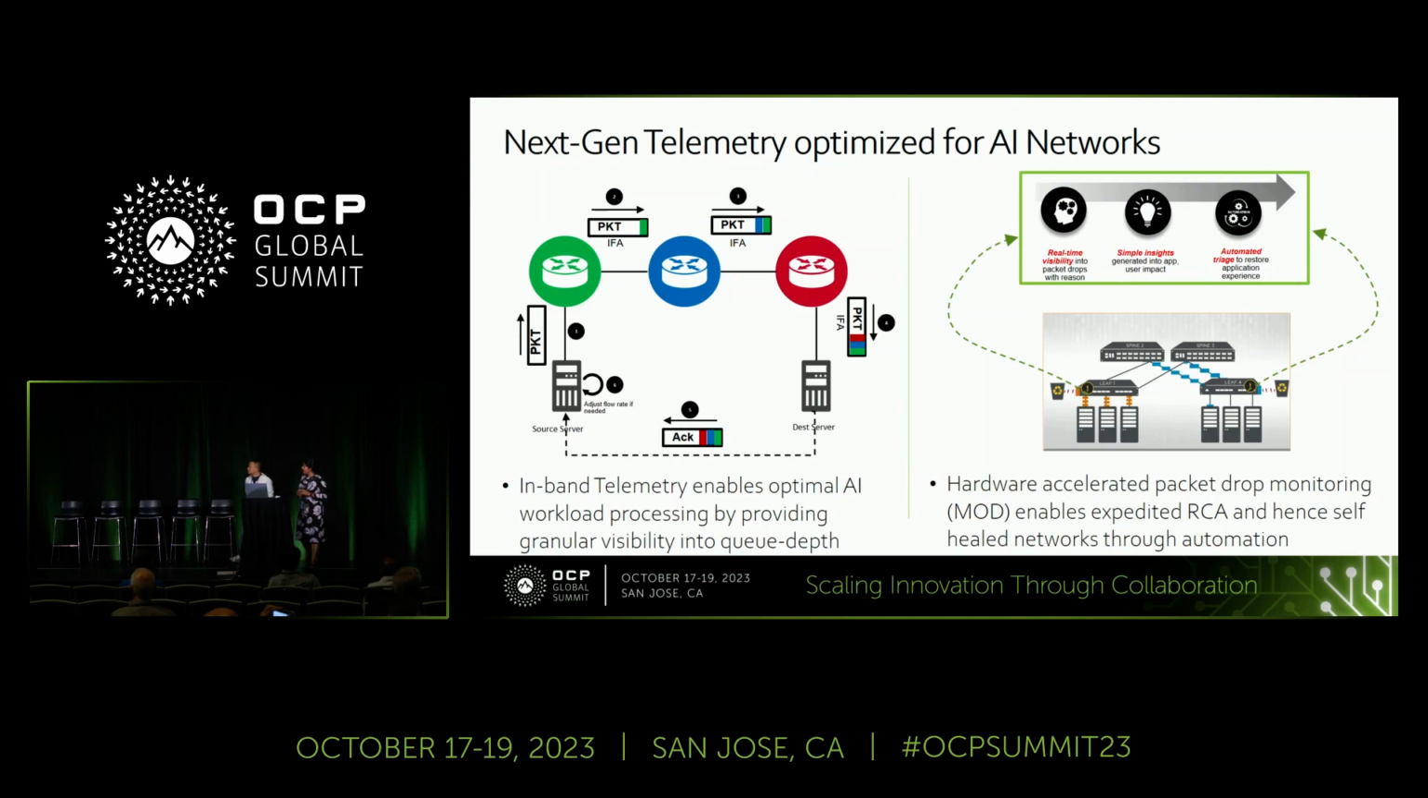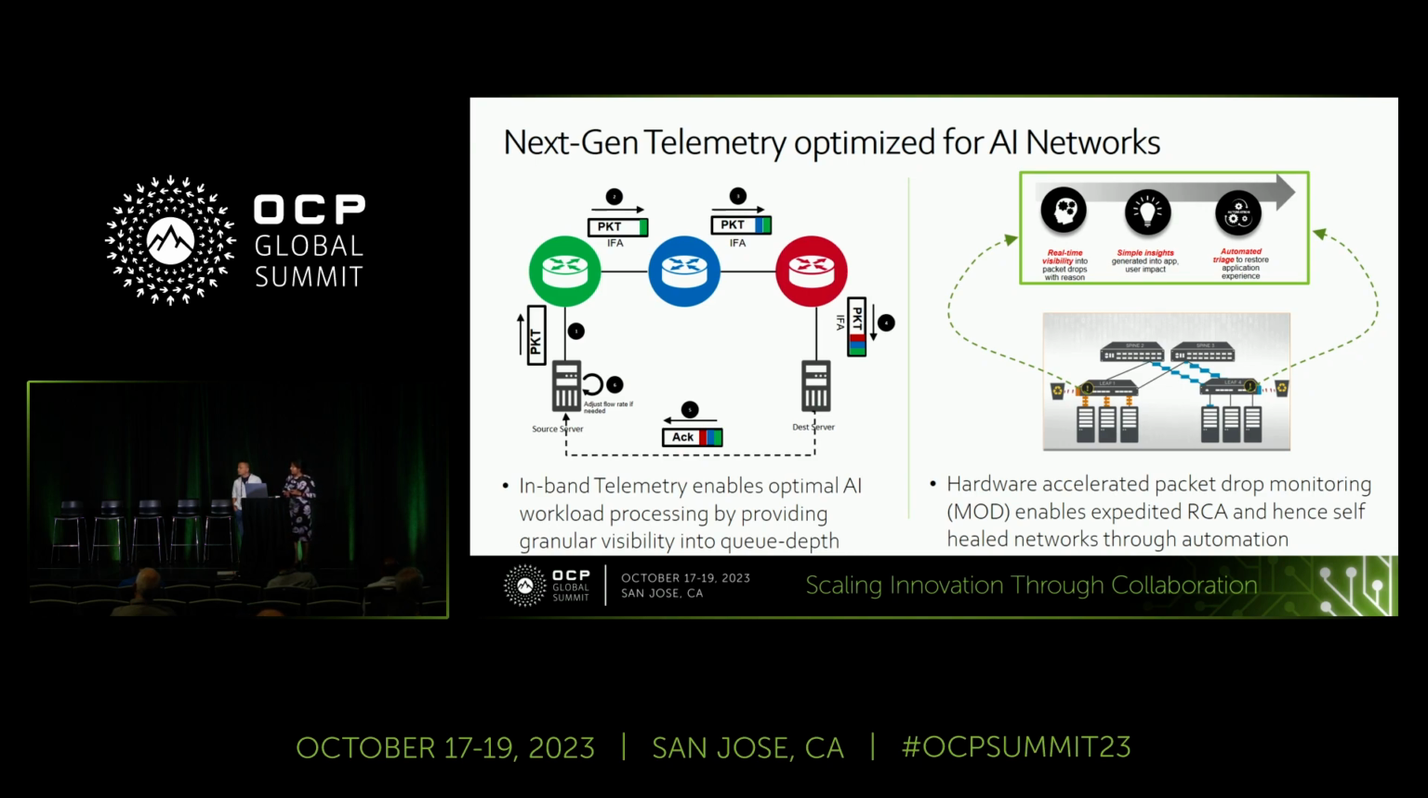So basically, the in-band telemetry, the IFA, enables optimal AI workload processing by providing granular visibility into the queue depth. And we have seen that in-band telemetry provides better performance compared to DCQCN, which is the standard approach. Using IFA, the RoCE sender will be able to dynamically adjust the flow rates in the AI workload to ensure minimal queue buildup in the network.